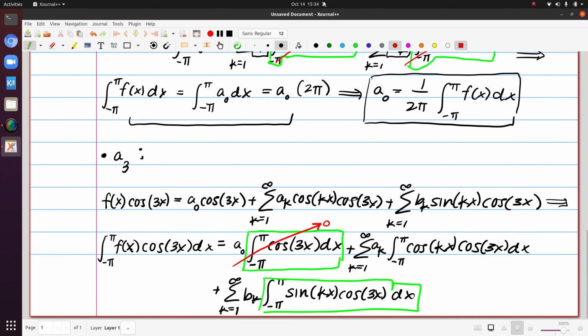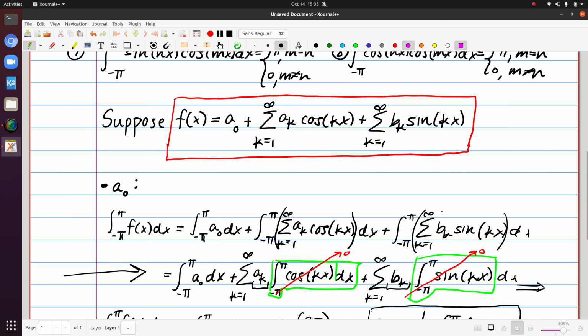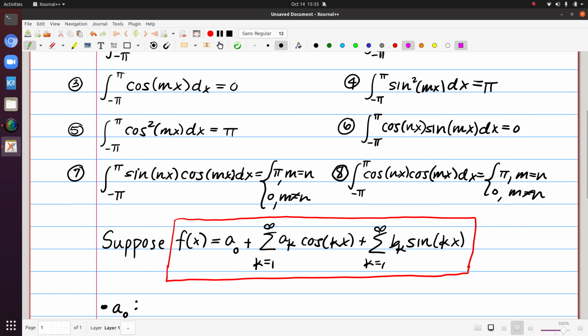So we once again have this infinite sum where every single b sub k term is multiplied by 0, which means that that whole sum is going to be 0. So we're now left with just this middle term, and in particular, we have to focus on integrals of cosine times cosine. And that brings me to this 8th one here.